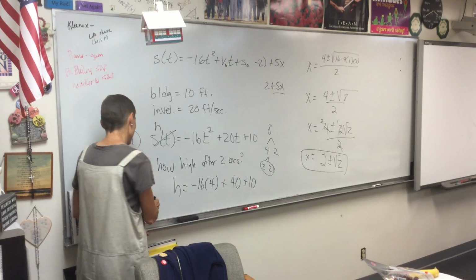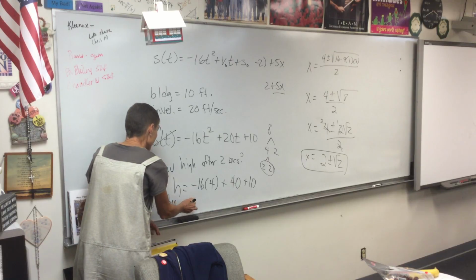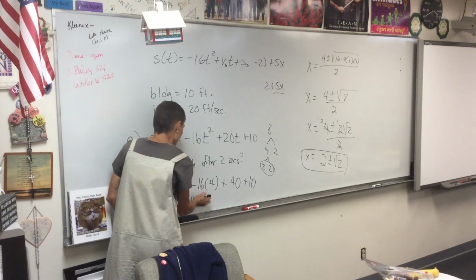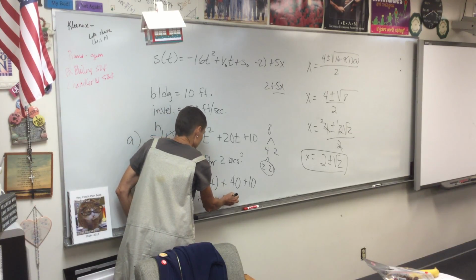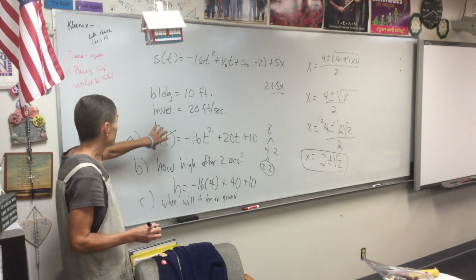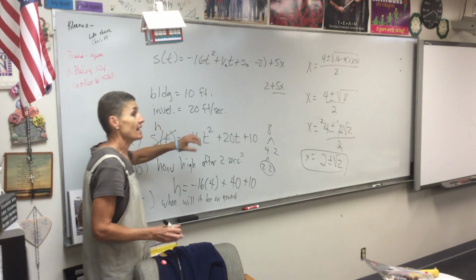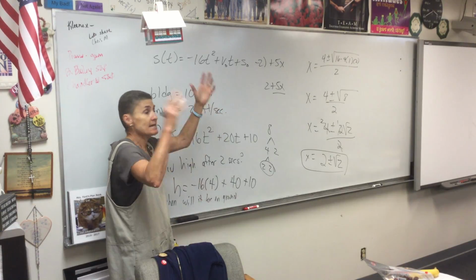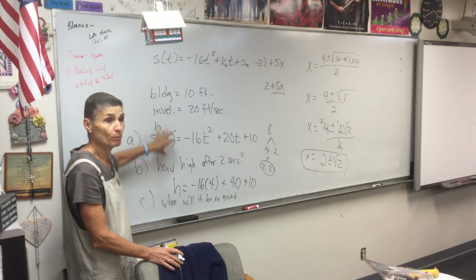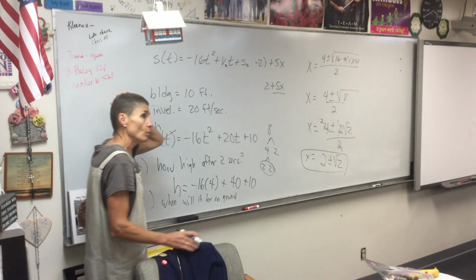And then the third question that goes with those is, when will it be on the ground? Isn't that what they've usually said? When will it be on the ground? So what do we do? Go back to this equation. You put 0 here. Now, what if it said, when will it be 80 feet high? Then you put 80 here, right? Whatever the height is, you put it here. Okay, Emily, does that make sense to you now? Yes, it does. All right, we have time for one more.